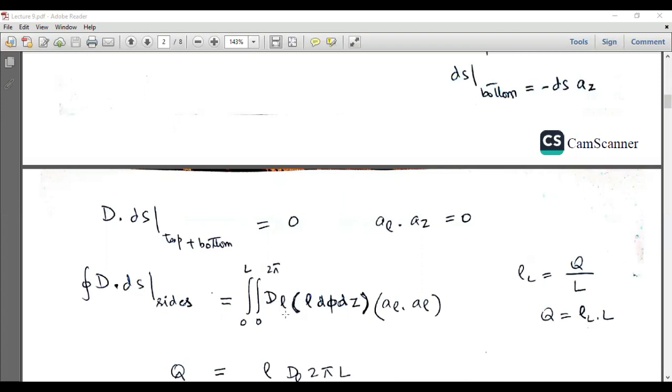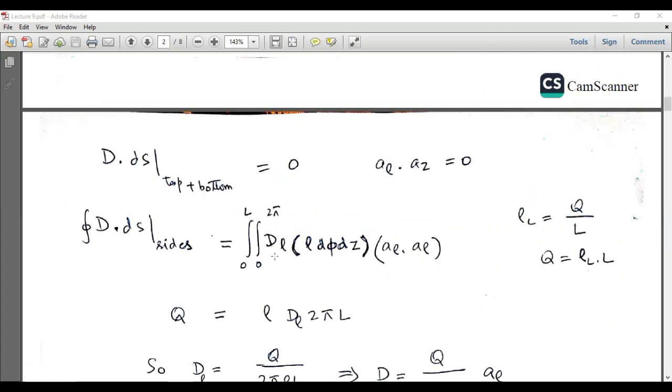For the sides, this integration is equal to D rho. So this is D rho, and the differential surface for the side is equal to rho d phi dz a rho, and a rho dot a rho is written over here, and this is D rho and this is dS. So phi varies from 0 to 2 pi, z varies from 0 to L, and a rho dot a rho is equal to 1.